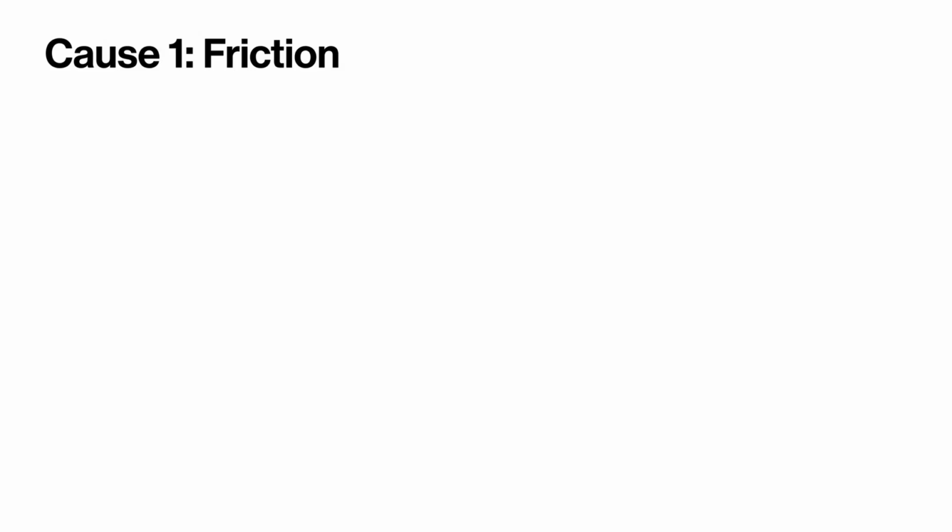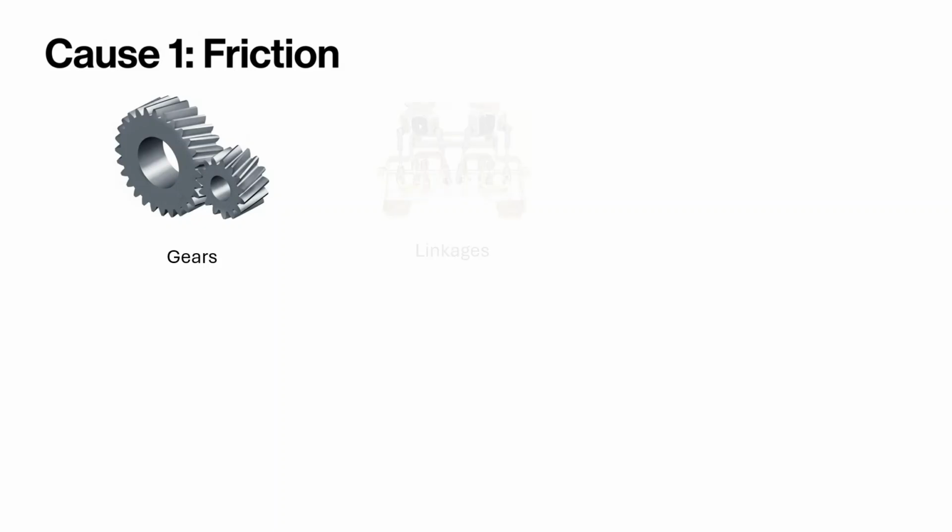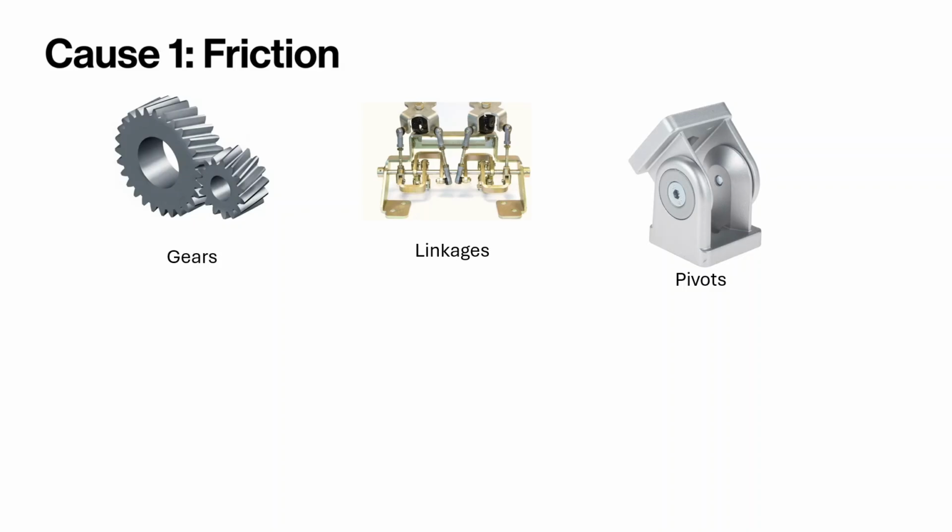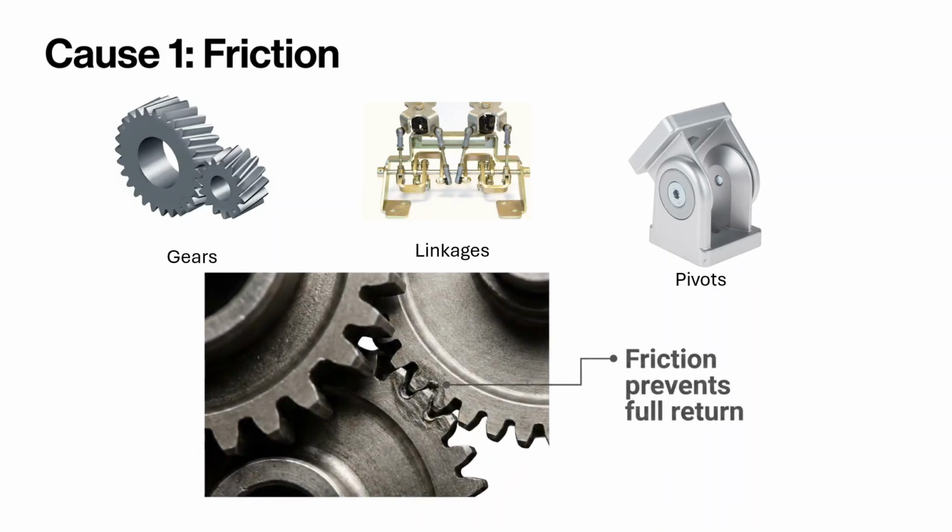The most common culprit is mechanical friction. In gears, linkages, pivots, anything that moves and rubs against something else has friction. And friction means the element doesn't return to exactly where it was.